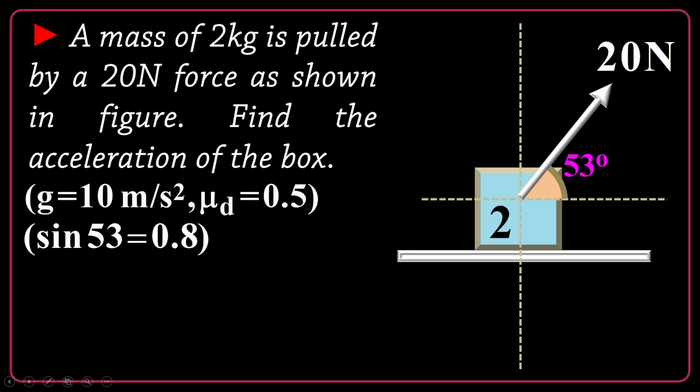A mass of 2 kilograms is pulled by a 20 Newton force as shown in the figure. As you see, this force is not horizontal and not vertical. It has a couple of components on the horizontal axis and vertical axis. They are very important components for us.